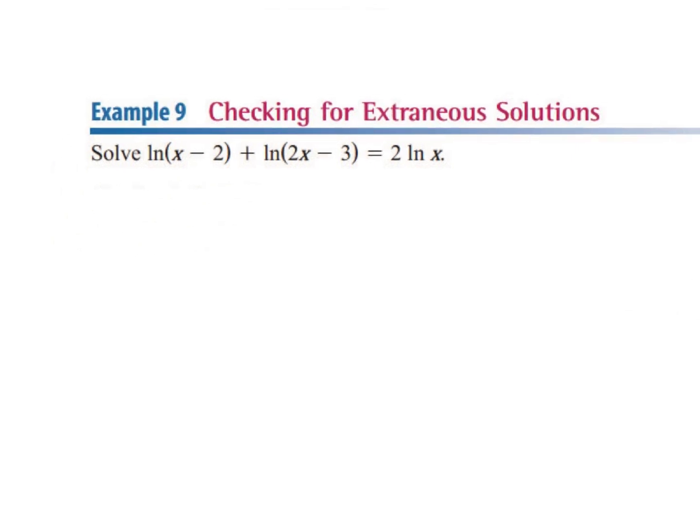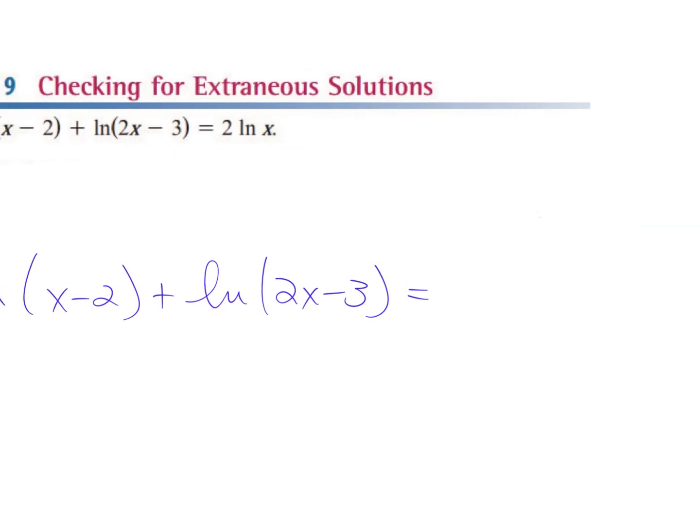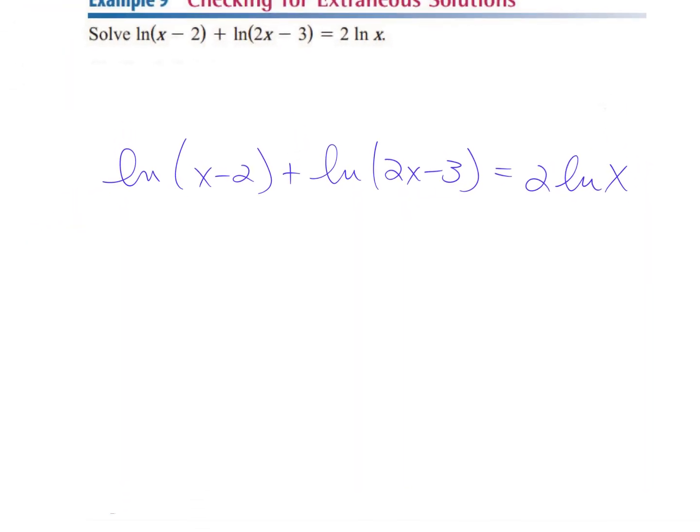All right, so here, I'm going to rewrite the problem down here so you can see a little better. It's the natural log of x minus 2 plus the natural log of 2x minus 3 equals 2 times the natural log of x. All right, there's a lot going on in this problem, but nothing we can't handle. It's just going to put a bunch of stuff together. Now, I have an equal sign, and I do see that there's ln's on both sides, right? Can I just cancel them out, though?